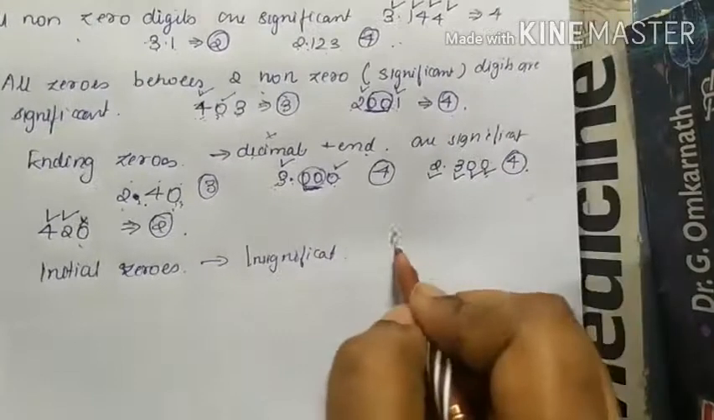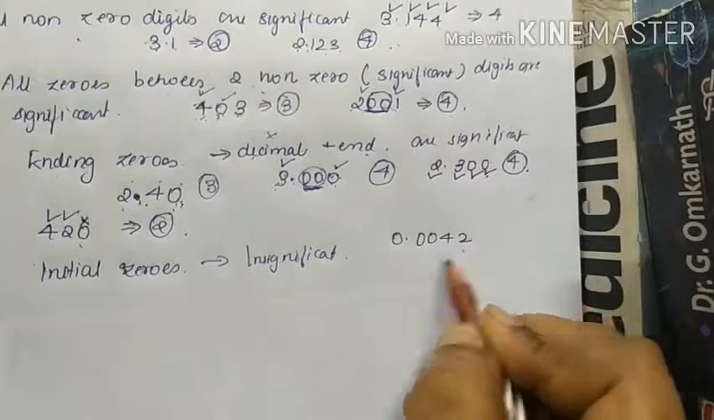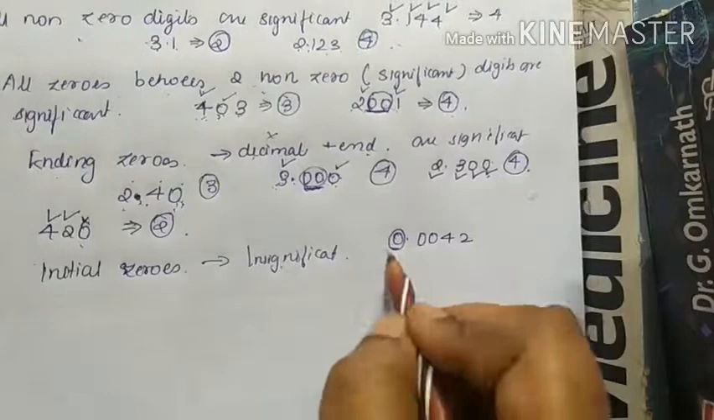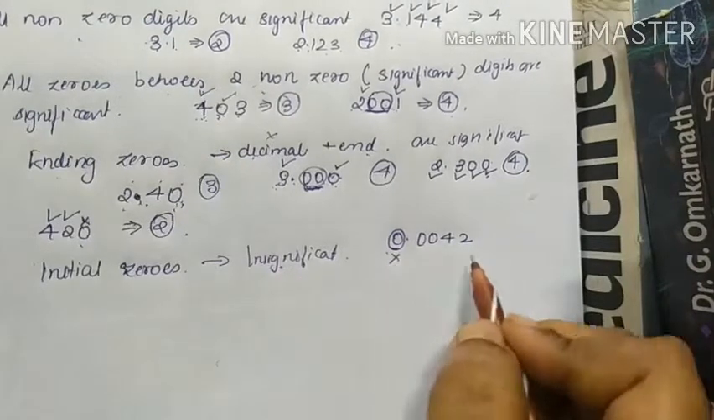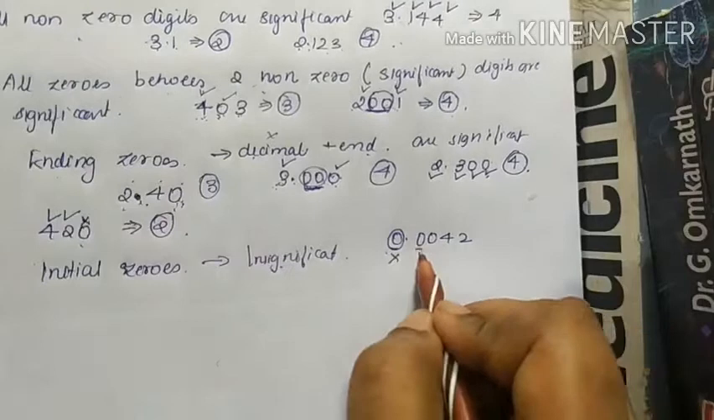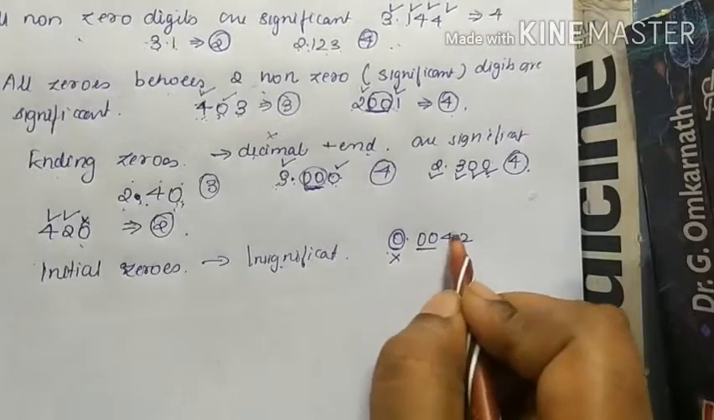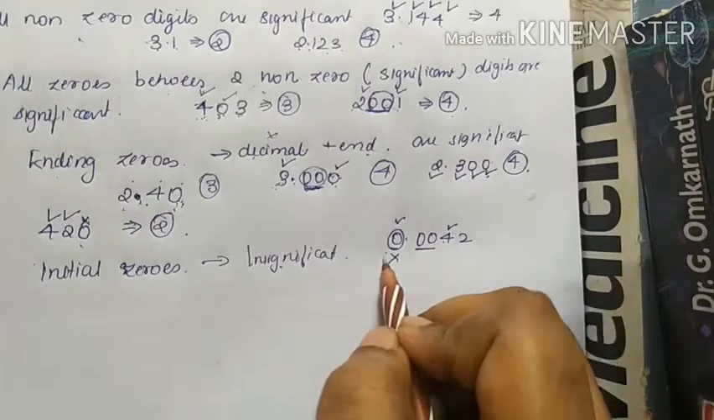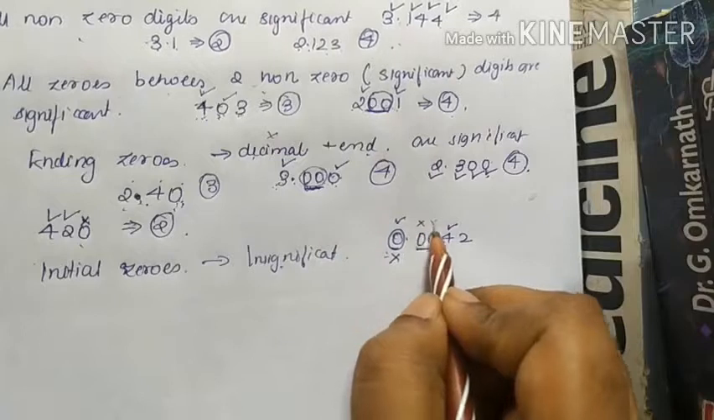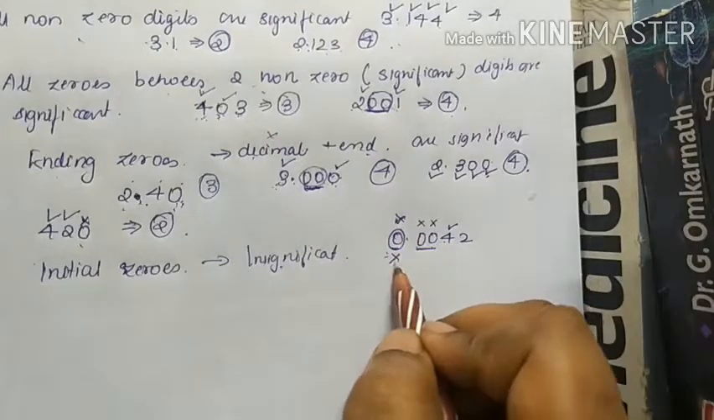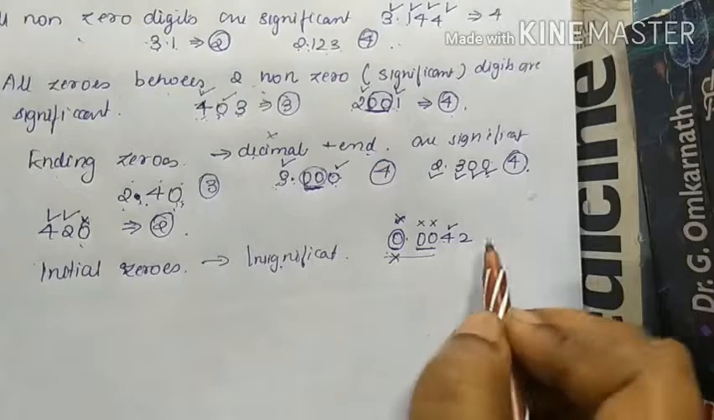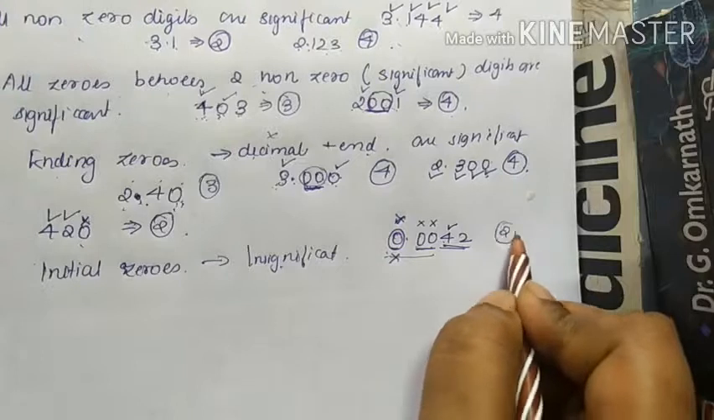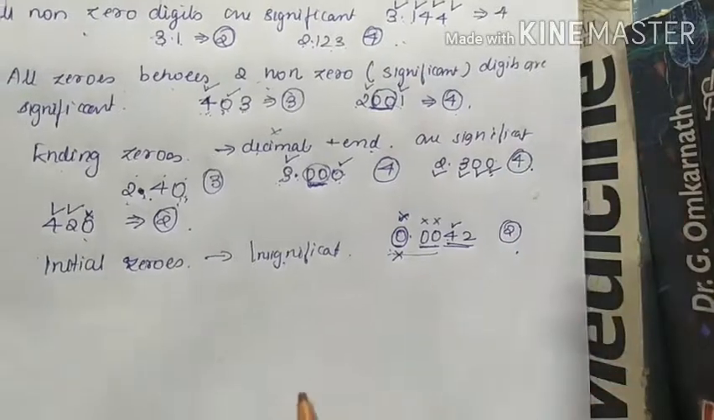Say 0.0042. How many significant figures does this number have? As per this rule, this initial 0 is not significant. Now let's say about these two zeros. These two zeros are between the decimal and 4. This 4 is significant, but these zeros are not significant. So these 3 initial zeros are insignificant. That means only 4 and 2 are significant. So it has 2 significant figures.